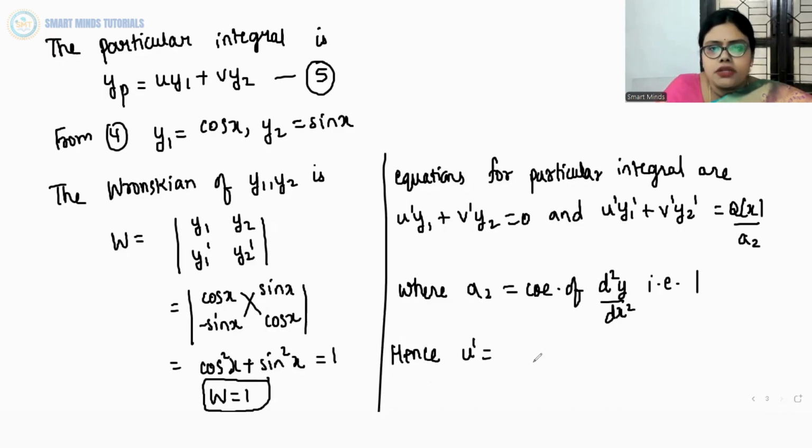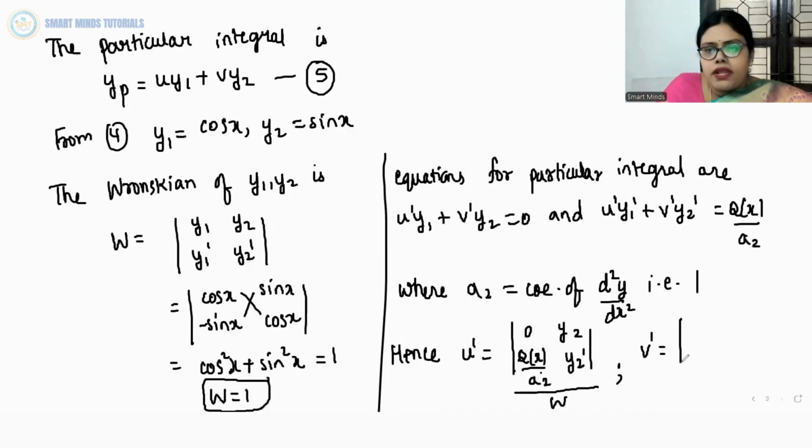What is u dash? U dash is the determinant of 0, y2, q of x by a2, y2 dash, whole divided by w. This is the formula we use in variation of parameters. Then how do we find v dash? V dash is the determinant of y1, 0, y1 dash, and then q of x by a2, divided by w. This is the way we get u dash and v dash.